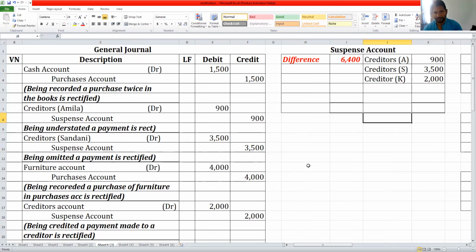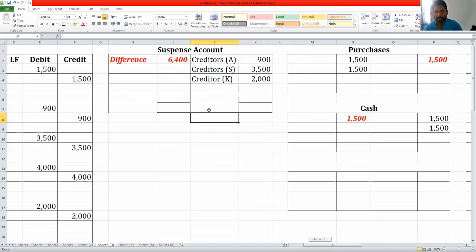Rectifications are over. Let us balance this. 6400, 6400. Now look, this side is also balanced. That is why I told you opening a suspense account is a temporary arrangement.